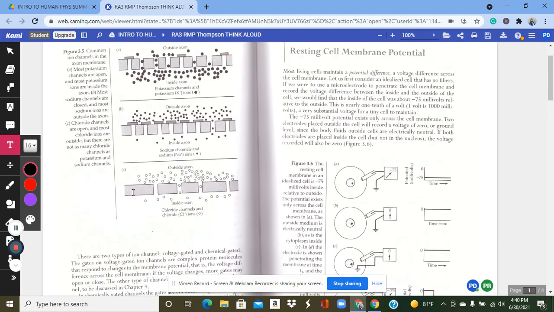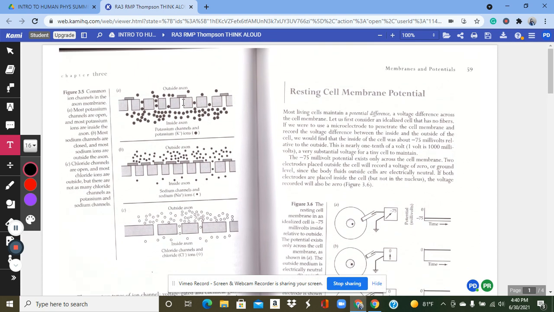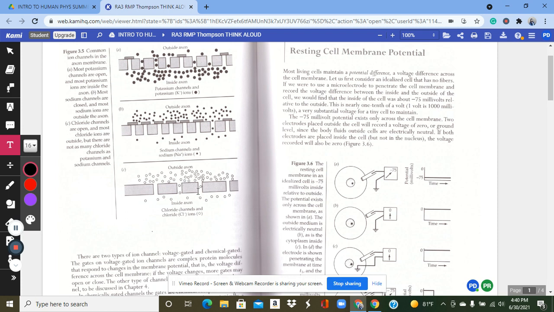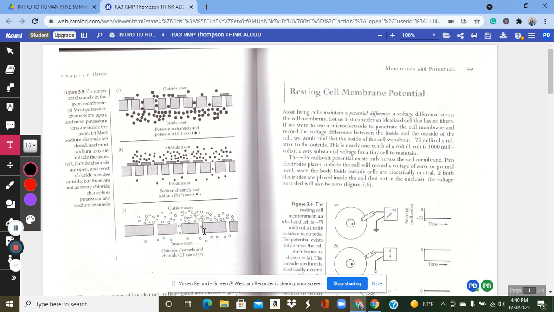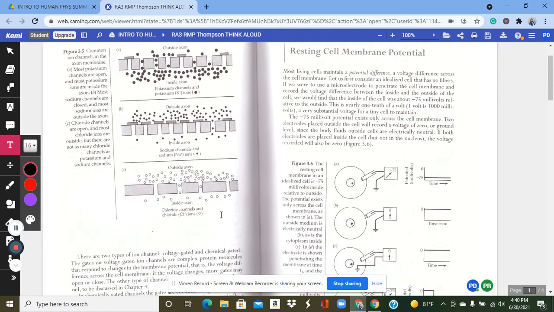So we can see here that there's only a few of these rectangles. I guess they represent the channels. I guess the main difference is that the potassium channels and the sodium channels have an equal amount of channels, but for the chloride channels, there's only a few of them. So I would say it's pretty similar. The amount of ions outside of the axon is pretty similar to the sodium channels. There's fewer on the inside than on the outside, which is pretty similar to the sodium channels.